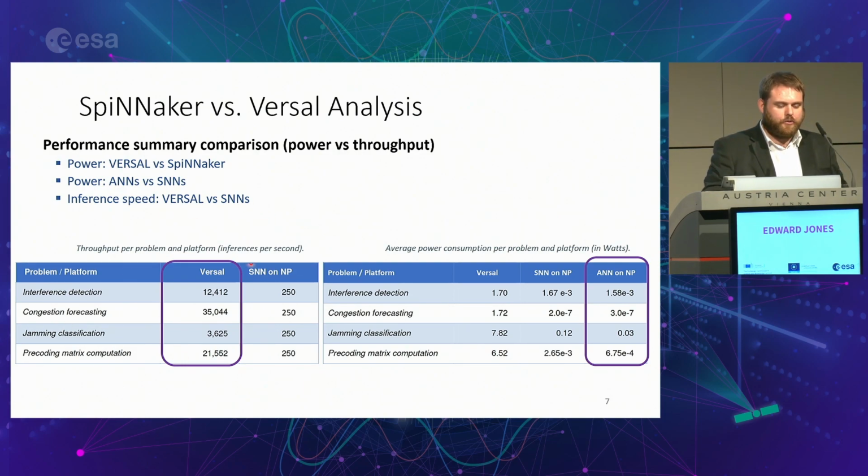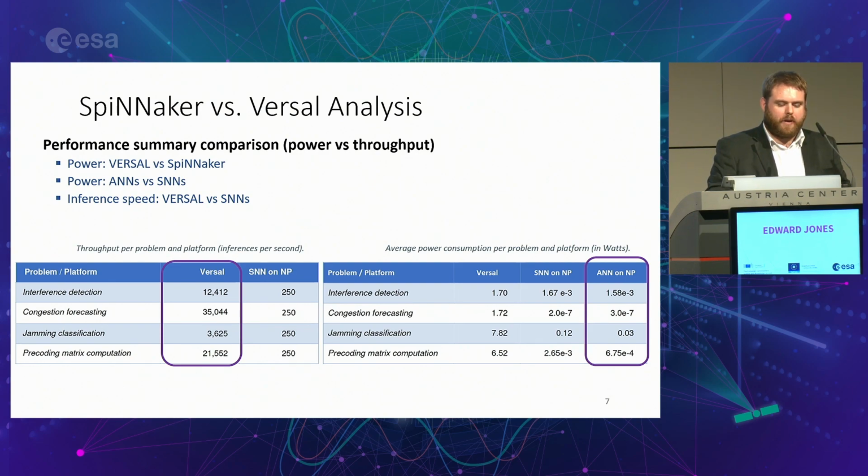And just to give a sample of the results here, on the left-hand side you can see the throughput. Now the throughput is significantly higher on the Versal. This is because the spiking neural networks running on Spinnaker have to represent values over time using a rate, in this case in a rate-coded model, and so there is an upper limit to that.